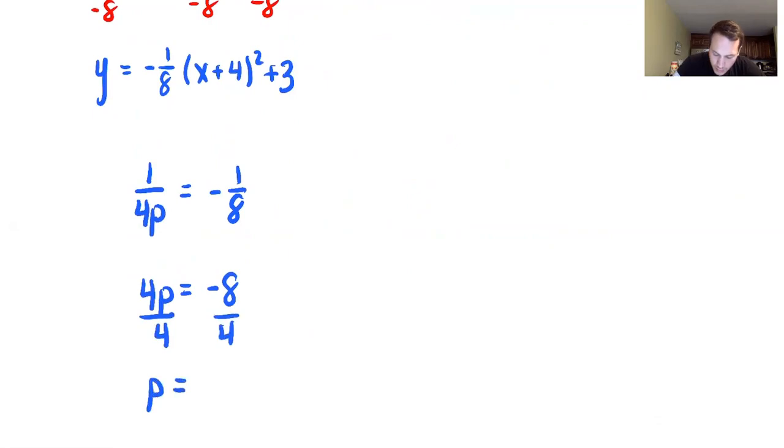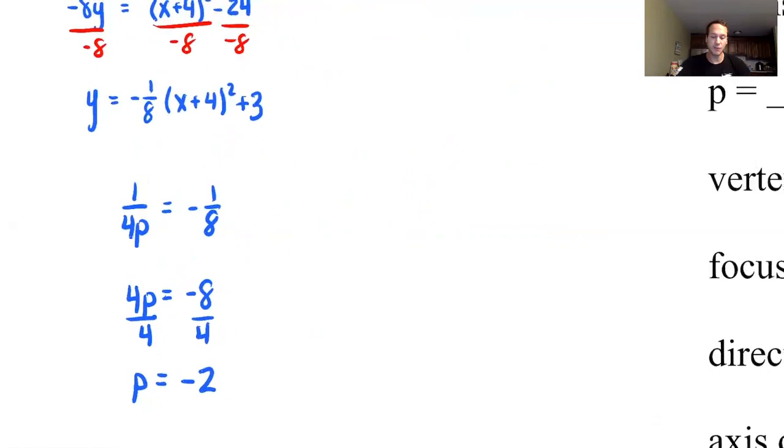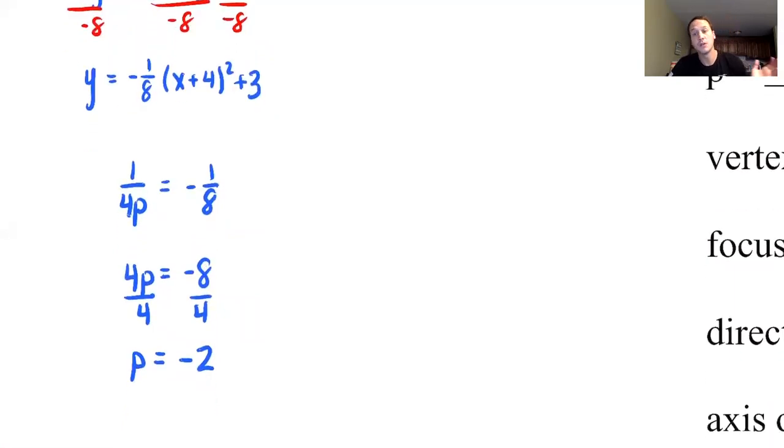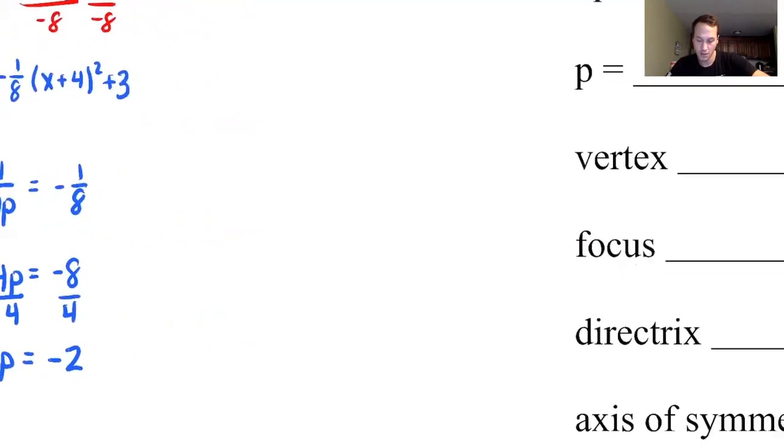So I am just gonna, these questions are a little bit longer, I am gonna interject. I got the equation y equals -1/8 times x plus 4 squared plus 3. -24 divided by -8 is +3. And I got a p-value of -2. So if you didn't get that, try that again before you go to the other side. Okay?